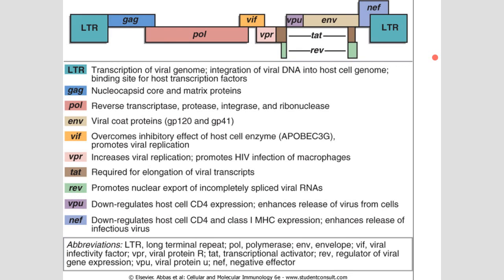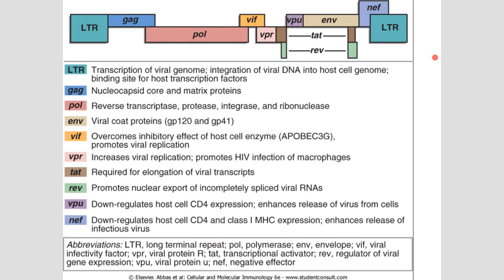Then we have GAG. You can see from here, GAG is the nucleocapsid core and matrix protein, and we did discuss the other day the important proteins and their functions, but this is the gene sequence for that. For POL, it means reverse transcriptase, protease, and integrase. These were the three important enzymes I told you the other day. What I did not tell you at that time was ribonuclease. So ribonuclease is also part of that.